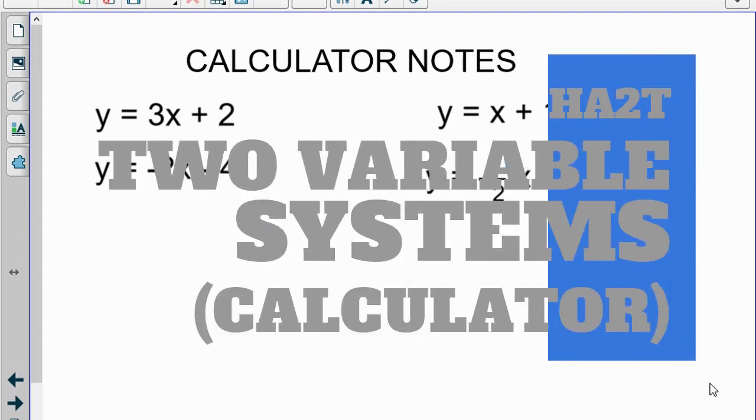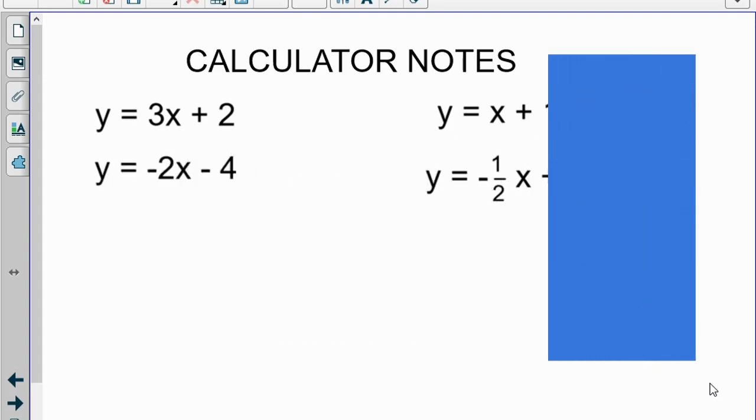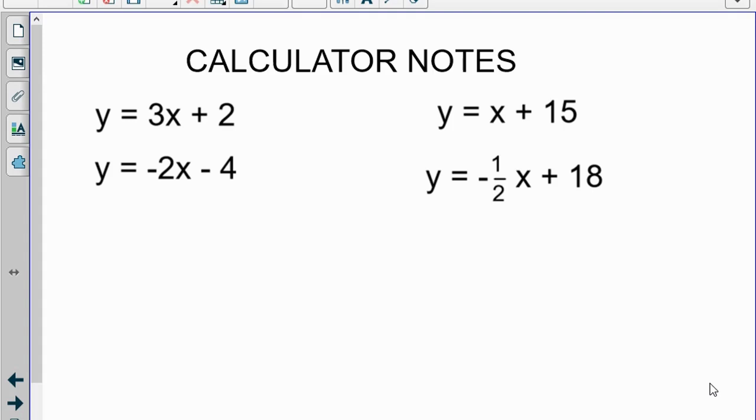This video is on how to look at systems of equations of two variables on a calculator. So these are our calculator notes. We're going to look at two problems on the calculator: y equals 3x plus 2 along with y equals negative 2x minus 4, and then we'll look at the other equation in a minute.